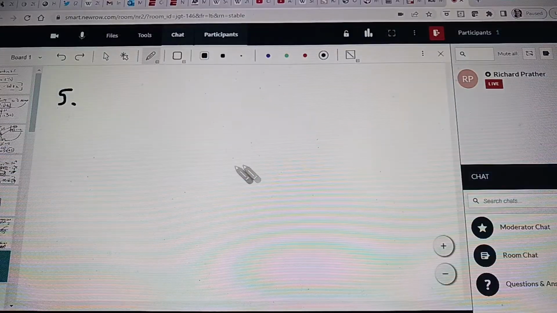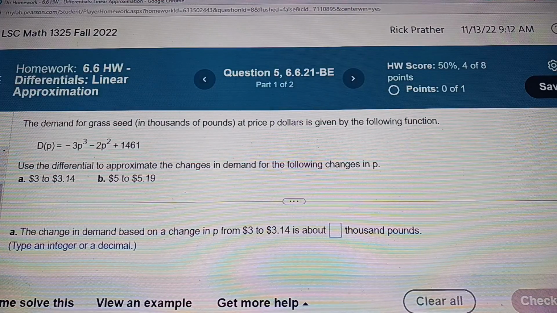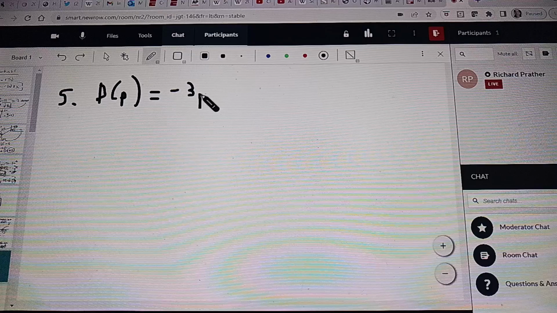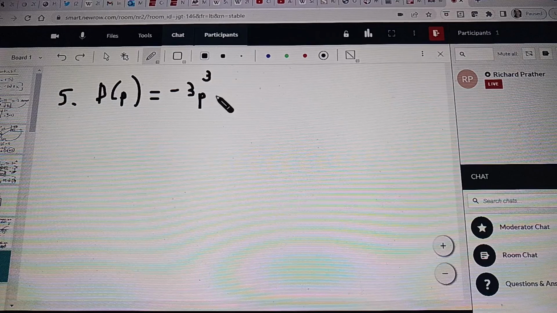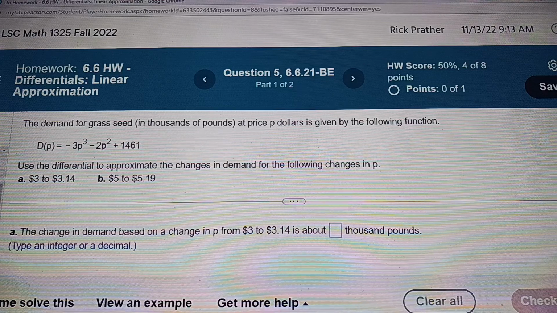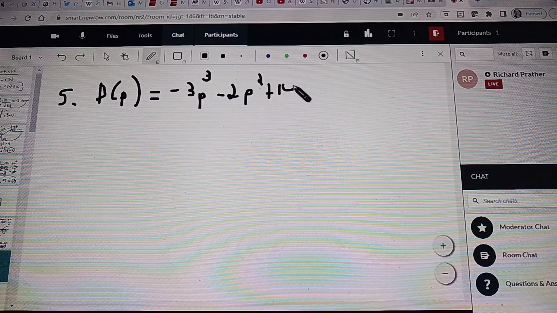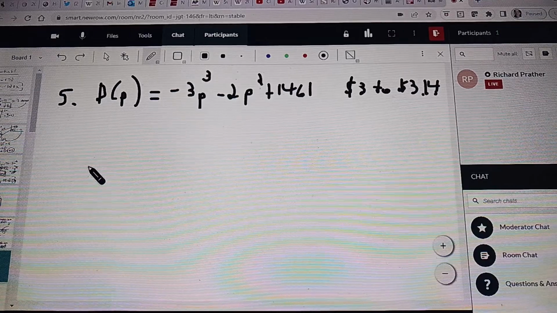So I have a demand function, D of p, negative 3p cubed minus 2p squared plus 1461. And we're going from $3 to $3.14. The price just changed. How's that going to affect demand? Whoops, I had to write the 4 before the 1. Okay.